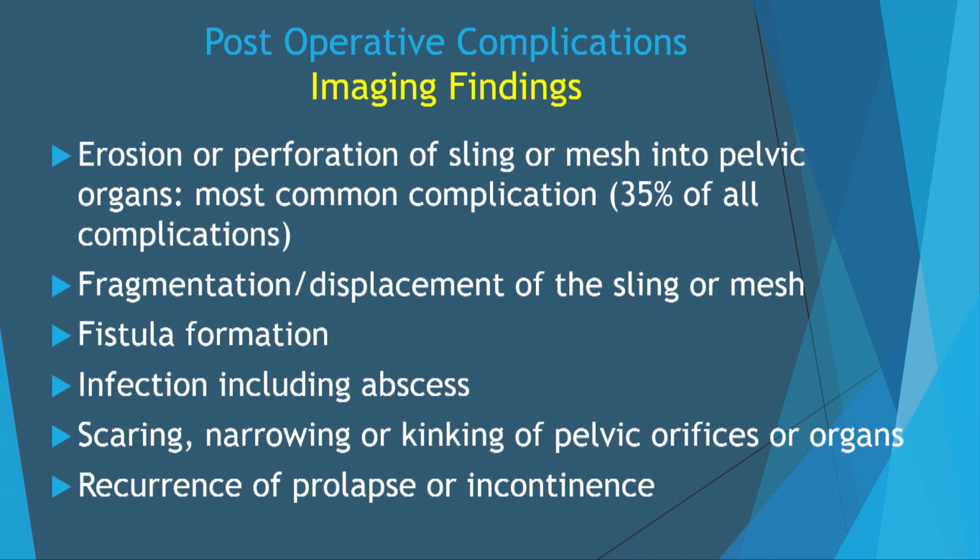They include erosion or perforation of the sling or mesh into the pelvic organs, and this is the most common complication. It is about 35% of all complications that one sees. Other complications include fragmentation or displacement of the sling or mesh, fistula formation, infection, scarring, or recurrence of prolapse or incontinence.